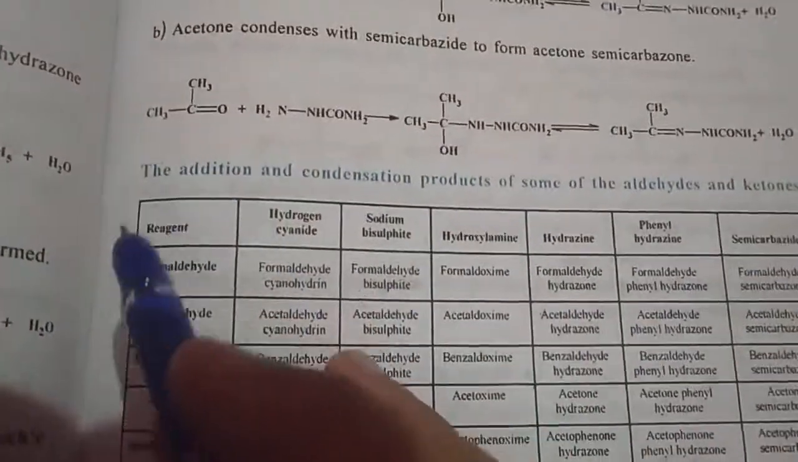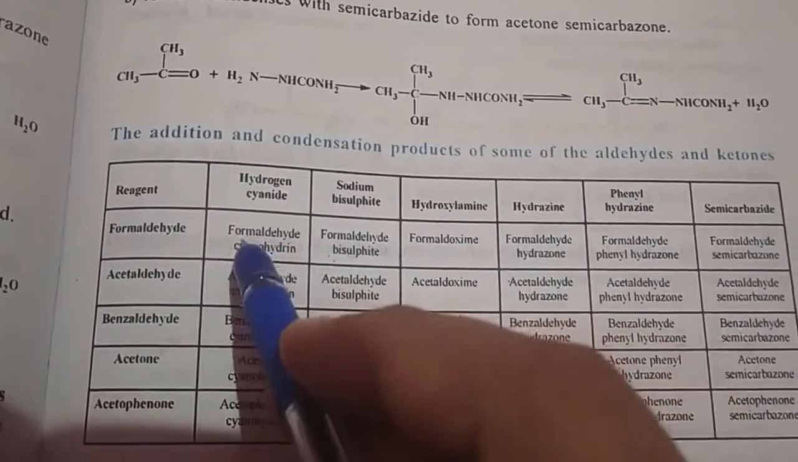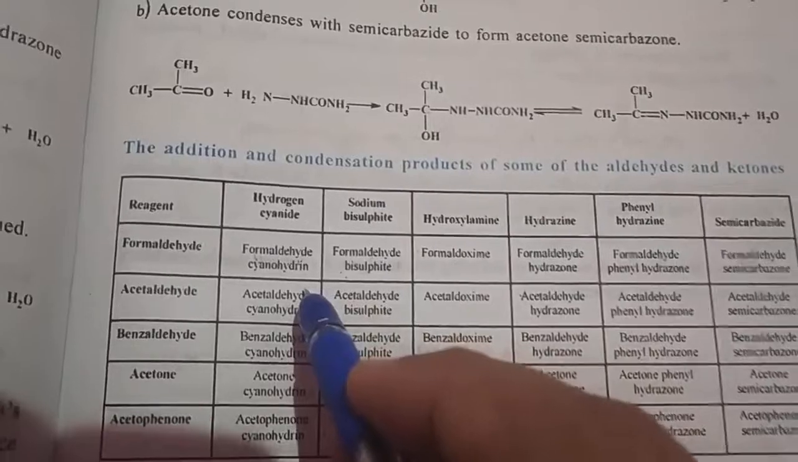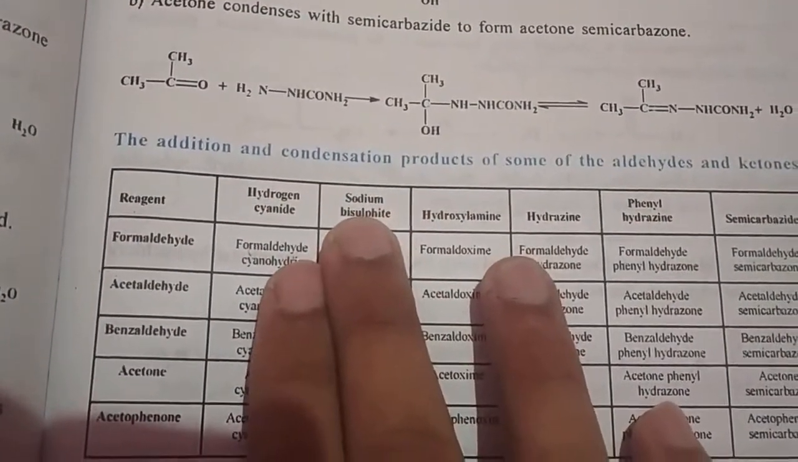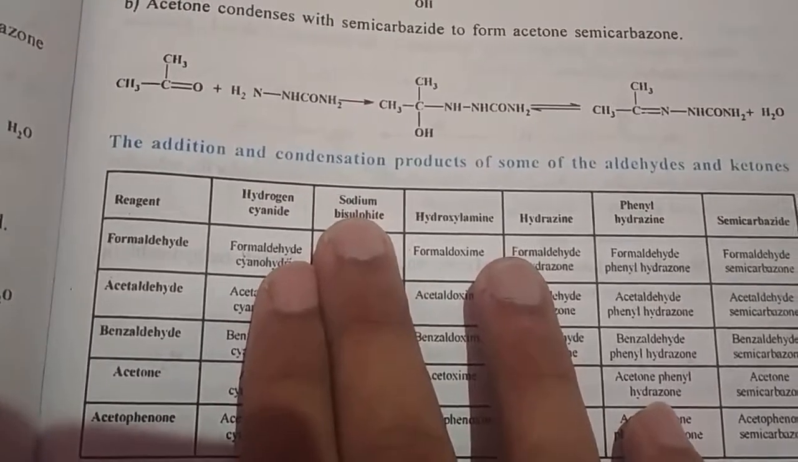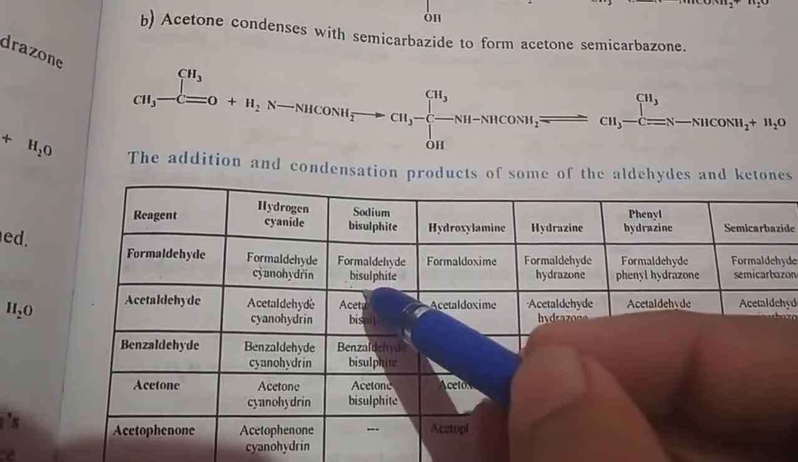But as soon as we are treating formaldehyde, they are giving the name of the aldehyde. The product name will be called what? Formaldehyde cyanohydrin. Similarly, when formaldehyde is treated with sodium bisulfite, of course we know we are going to get an addition product which is also called what? Bisulfite. So when it is formaldehyde, the final product will be called what?